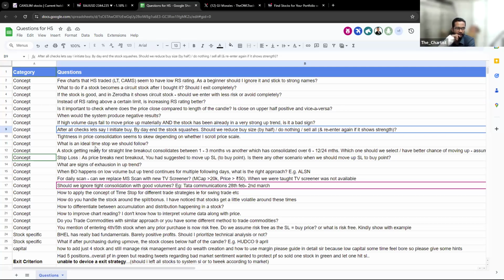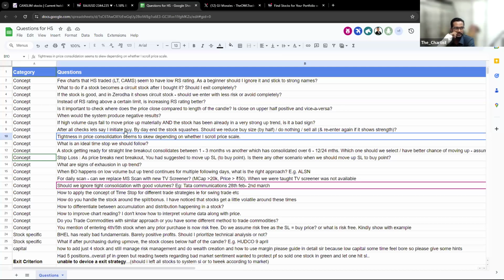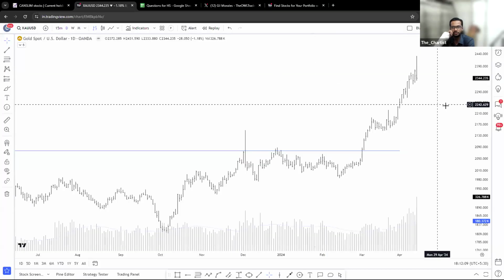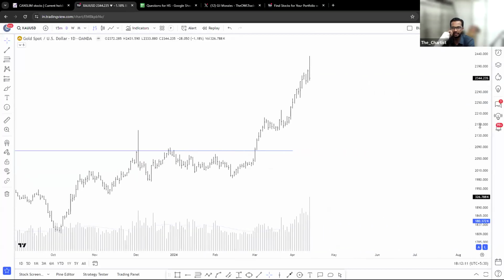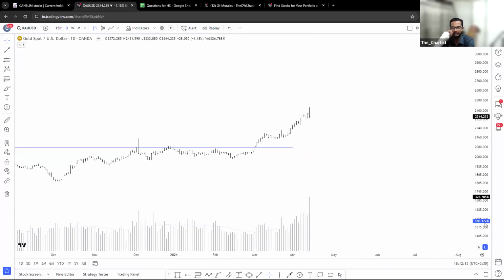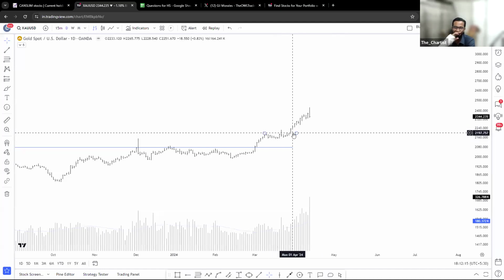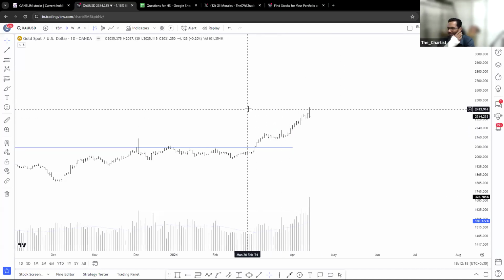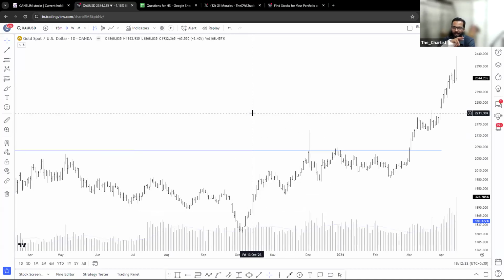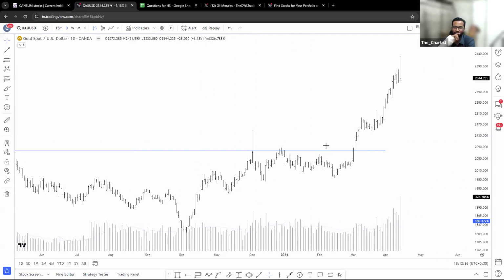A question: tightness in price consolidation seems to skew depending on whether I scroll the price scale. Yeah, don't do this. Why are you skewing the price scale? He is asking that if I skew the price scale like this, the price becomes tight. You have extra time, I think. Yeah, you are playing a video game on the chart now. Why do you want to skew the price scale? So you don't do that.